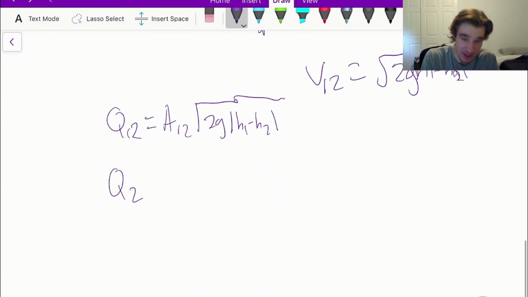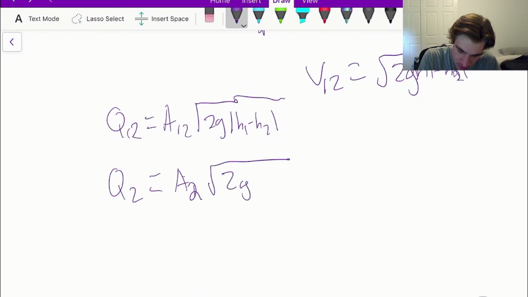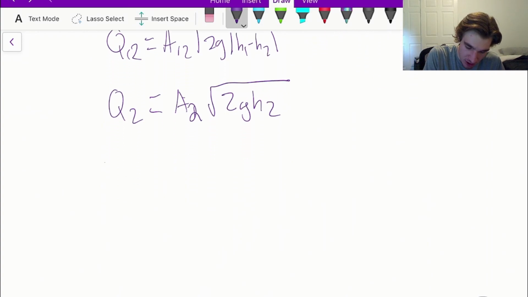Now we need to find what Q2 is going to be equal to. Same values apply, area times the square root of 2G, and since there is no change in height values for the pressure, there's just one, it is just going to be H2. Now that we have that, we can use our mass balance and change in volume over change in time to find out the delta H over delta T, the change in height over the change in time.